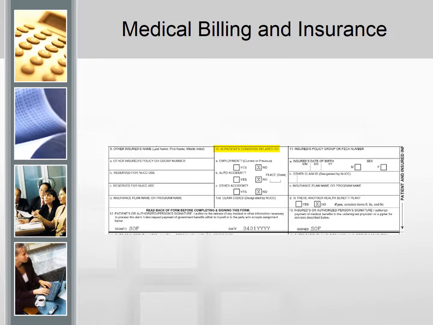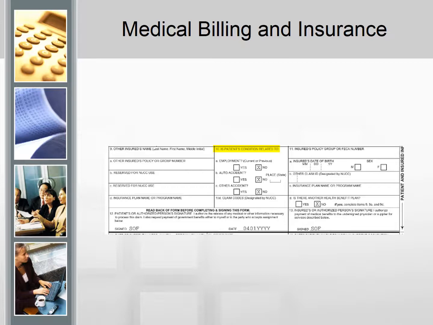So for instance, if you put an X in the yes box, then this insurance claim may very well be denied because it would be assumed that this claim was covered under workers' comp. If you put an X in the yes box under auto accident, then it would be assumed that this claim would be covered under their auto insurance. So very important, make sure you read those instructions carefully. You can also see next to the auto accident boxes that there's a place listed, and that's where you would enter the 2 letters for the abbreviation of what state the auto accident occurred in.